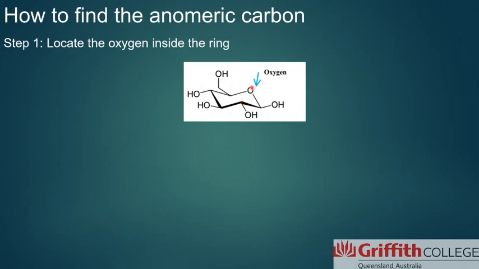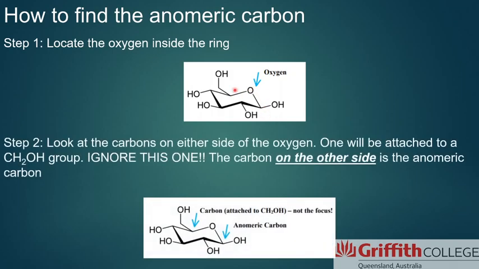So what do we do? We look for this oxygen and we look at both carbons bound to this oxygen. What you're going to do is look for the carbon that has that CH2OH. So if we look left, oh look, CH2OH. We're going to turn around and go, awesome, it is not that one. Looking at this one, CH2OH, no. It is not that one. So therefore, it is this one. That is our anomeric carbon.